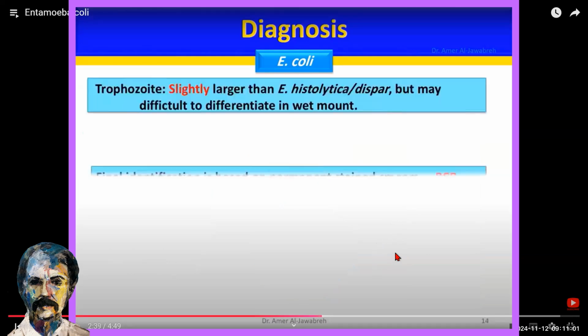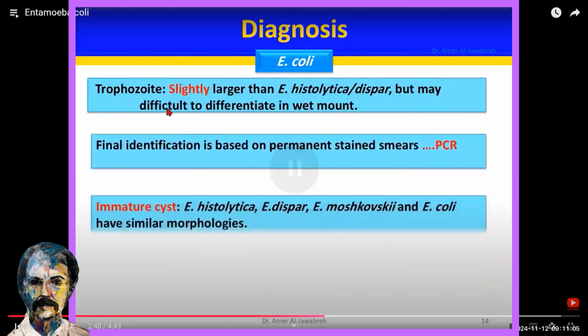PCR again plays a very significant role nowadays. Look, the trophozoite is slightly larger than E. histolytica, but may be difficult to differentiate in wet mount. Final identification is based on permanent stained smears, trichrome, and better, based on PCR.